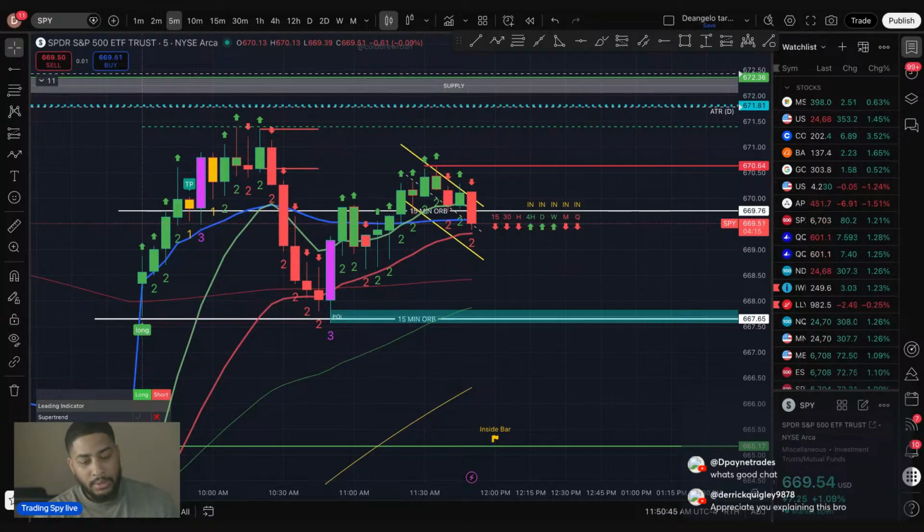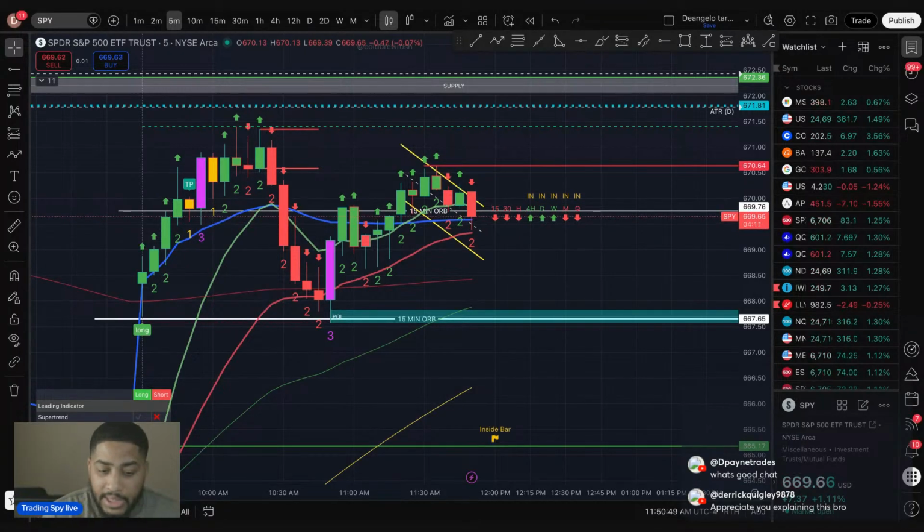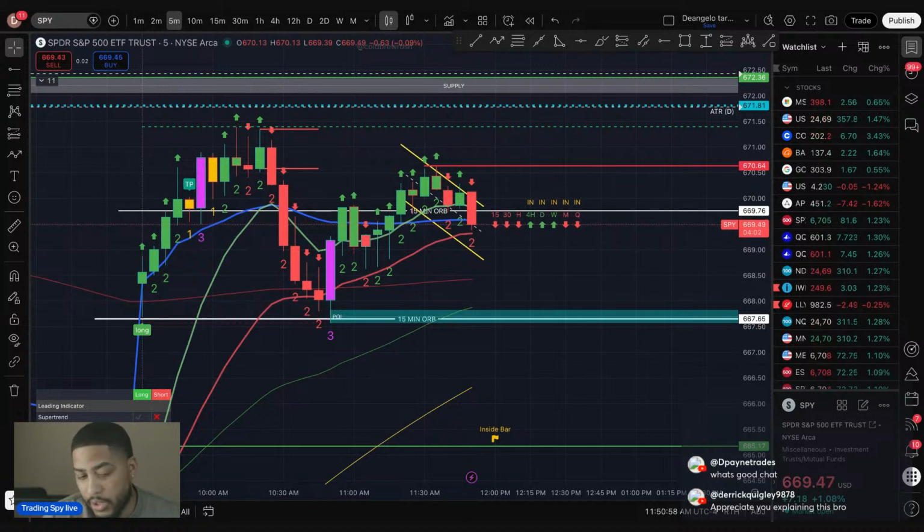All right, yep. I need to see buyers step in ASAP in order for me to stay in this trade. I need buyers to buy so hard off this VWAP to keep me confident. If it loses this VWAP, I'm going to cut the trade, call it a day. I won't feel no type of way about it.